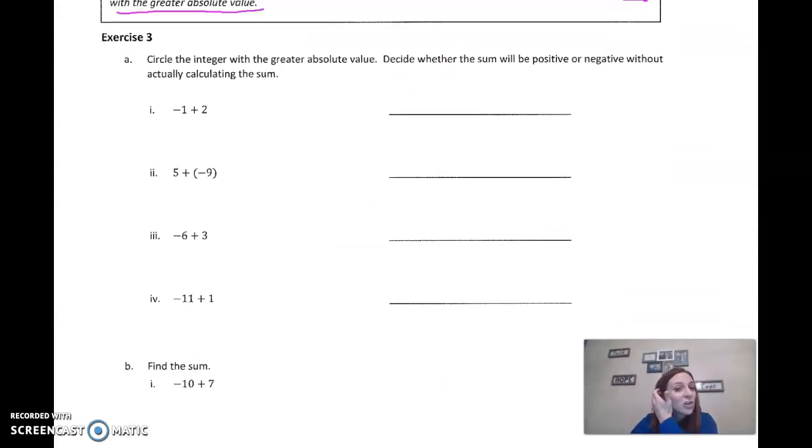This says circle the integer with the greater absolute value. The absolute value of -1 is 1. The absolute value of 2 is 2. And you don't have to write this out every time. I want you to see that 2 has a greater absolute value. So if 2 has a greater absolute value, is the sum, the solution to this addition problem, going to be positive or negative? We don't have to figure it out. Well, 2 is positive. Our answer is going to be positive.